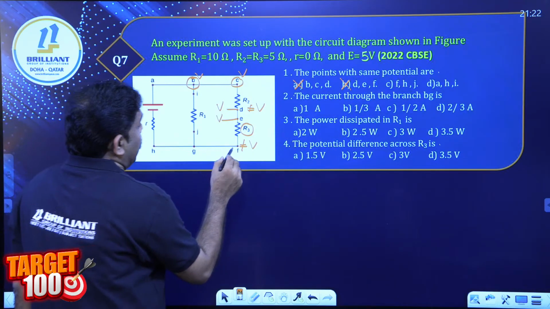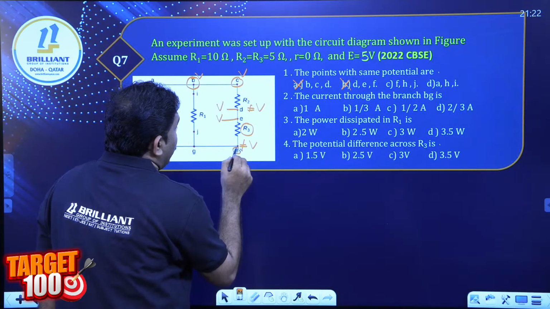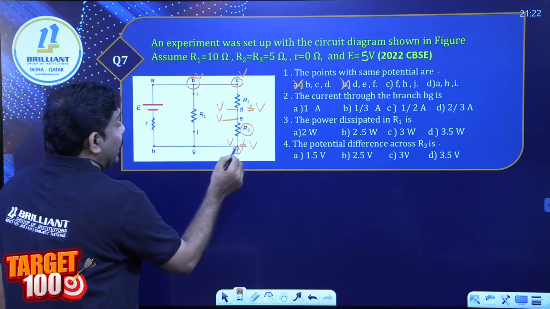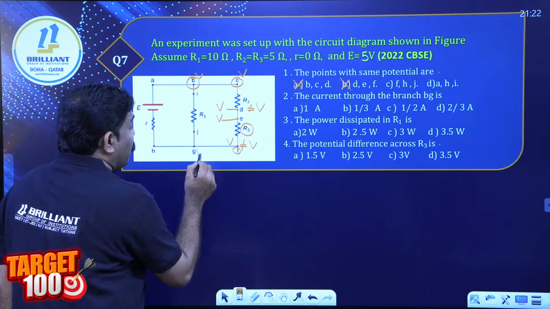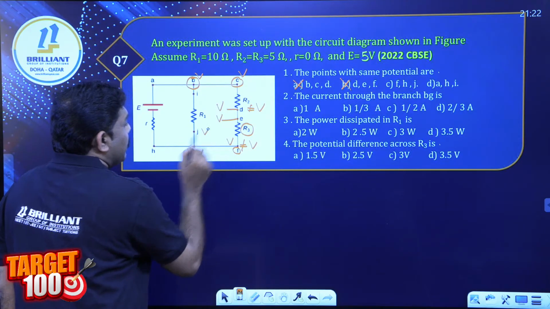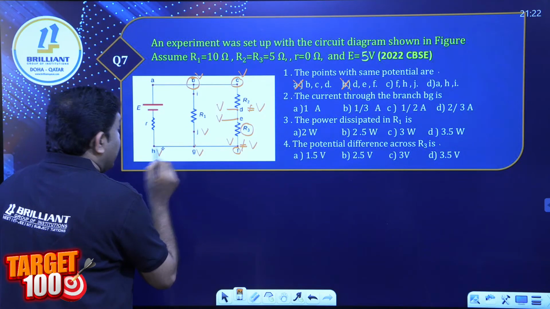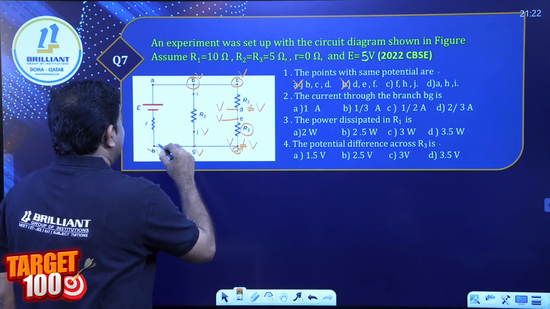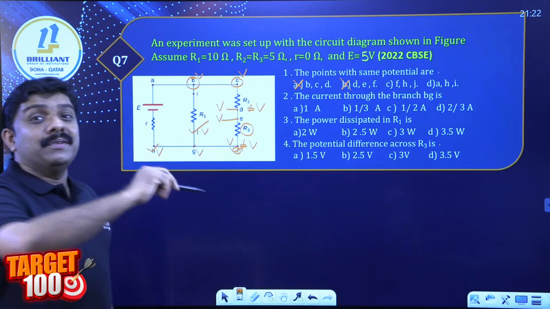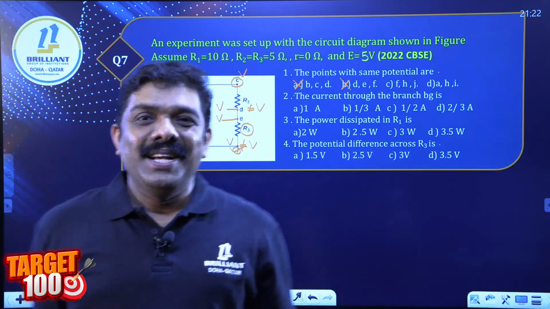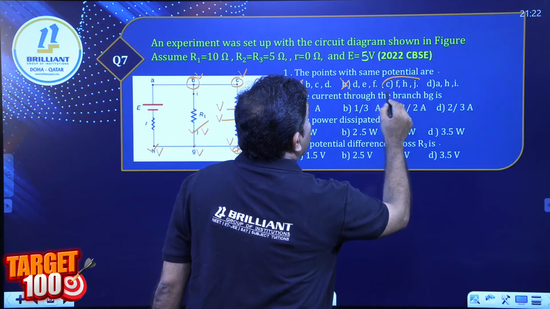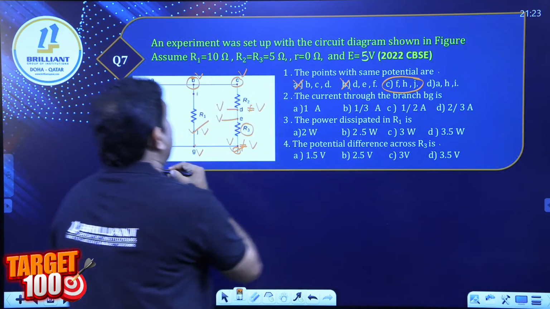Look, suppose I am taking the potential at the point F as V. Imagine now, here there is no drop, so here also it is V, and here also there is no resistor, so V is coming. So we can say F, H and J will have the same potential. So the right answer is option C: F, H, J will have the same potential.